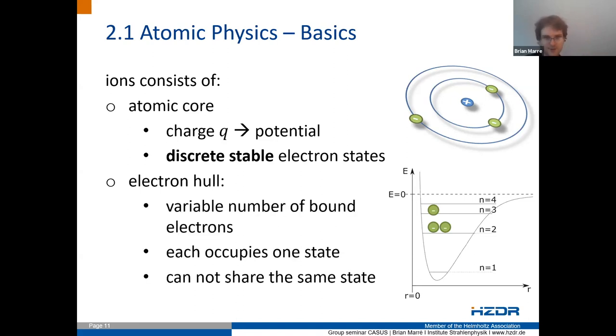And of course, in addition to your actual atomic core, you have an electron hull, which can contain a variable number of bound electrons. Each of these electrons occupies one specific state. And due to physics, the electrons can't actually share one specific electron state. So an electronic state is really occupied in the sense of the word.